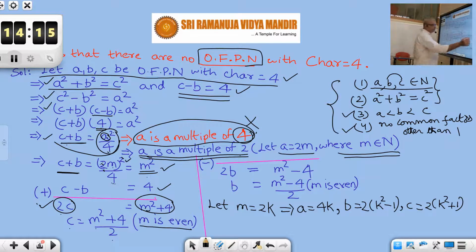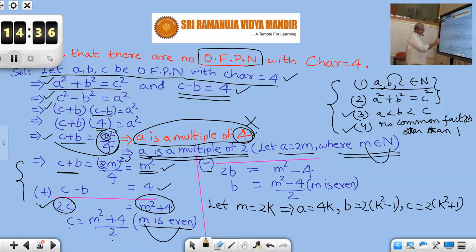See, earlier we thought that m can be any natural number. But there is a restriction now. M cannot be any natural number. It must be an even natural number. That we have concluded.